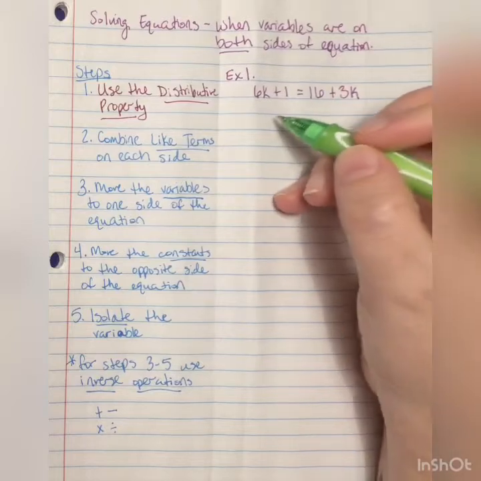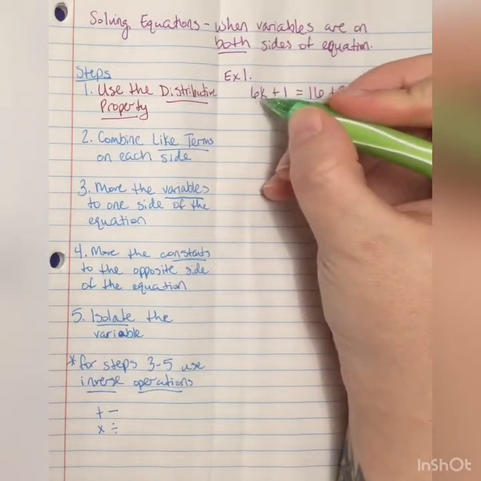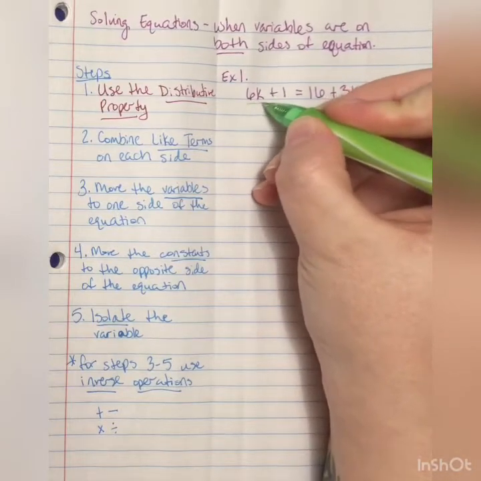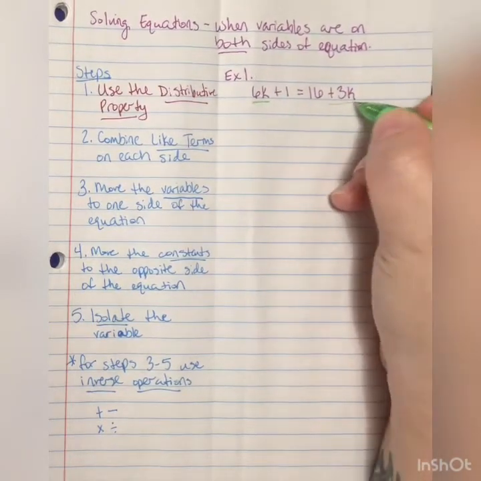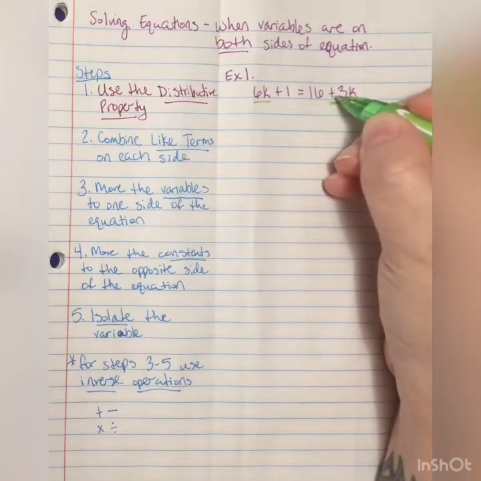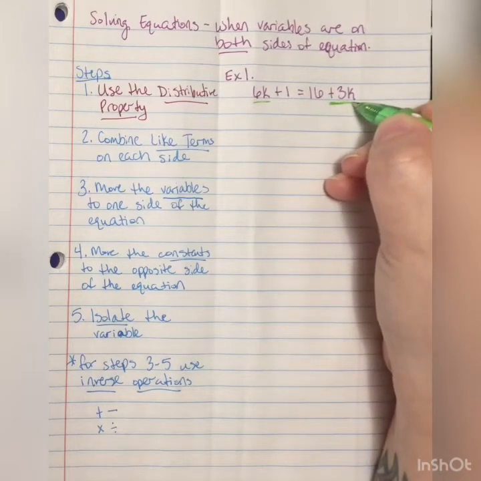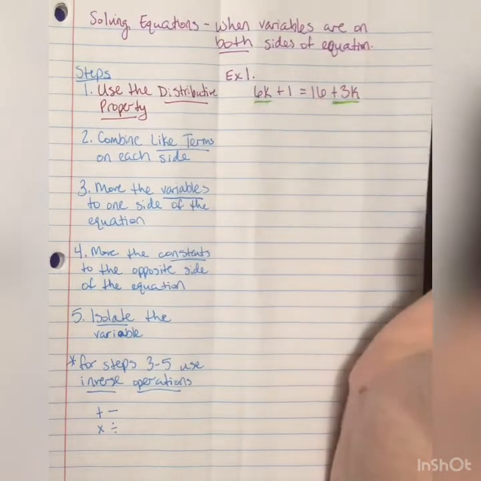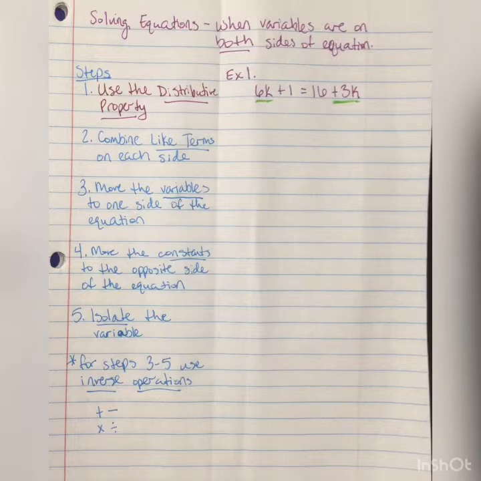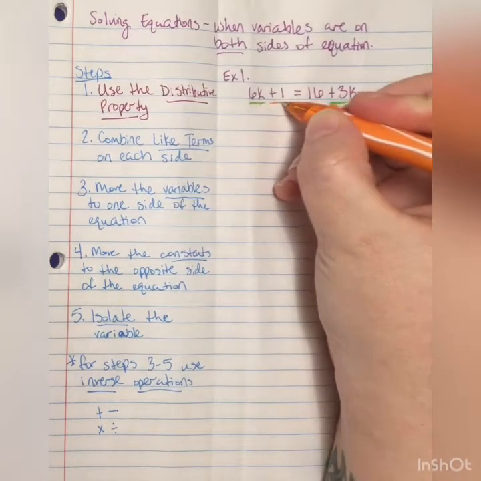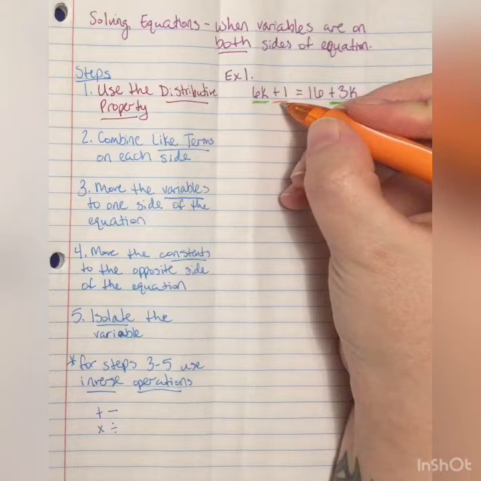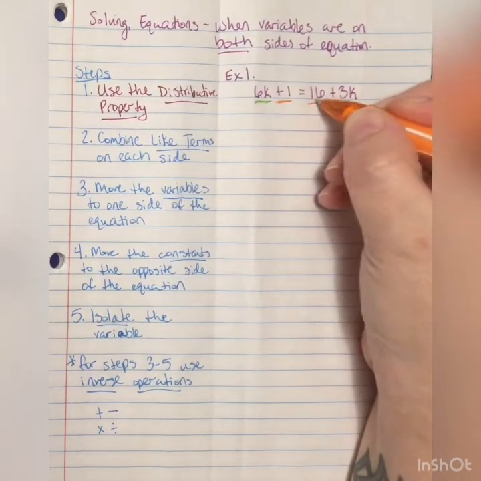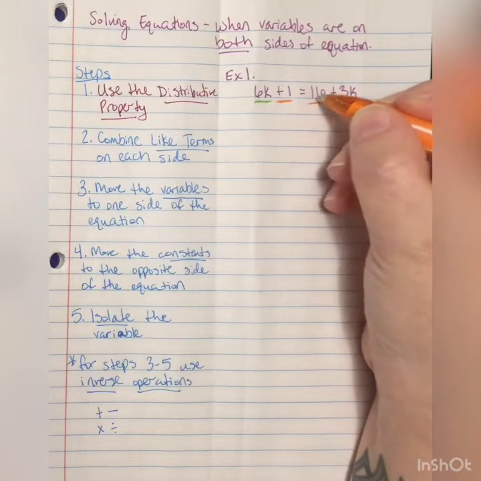So the first thing I want to do here is I'm going to color code. So our like terms that we were talking about here, we have 6K and 3K. Notice that I'm also underlining the plus sign in front of 3K because it's positive. 6K is also positive because it doesn't have a symbol in front of it stating that it's negative. And then again we have a positive 1. Notice I'm using a different color. We have a positive 1 and a positive 16. Those I'm color coding because those are our constants and those are like terms.